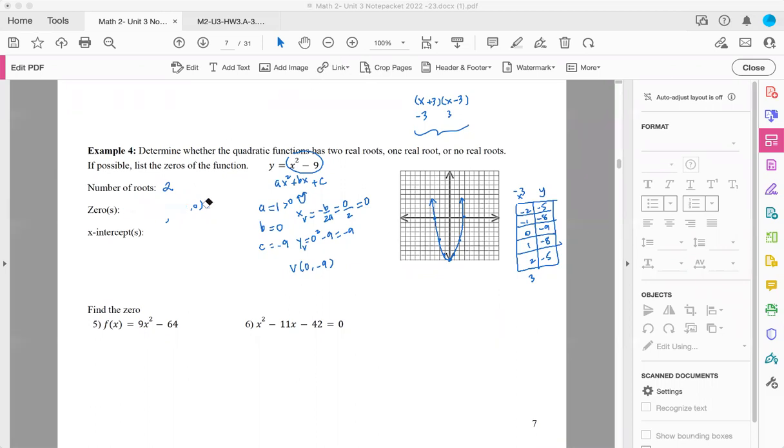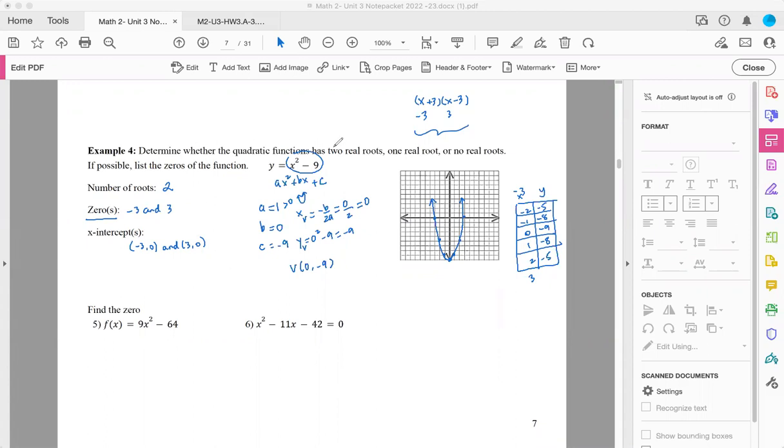To say this better, the zeros are -3 and 3, right? And the intercepts are -3, 0, and 3, 0. That's a better notation. So you have 2 roots, right? The zeros are the x values that make the y value equal to 0, and they are 3 and -3, because 3 and -3 are the x values that make the y value equal to 0. So this is pretty much it, right?